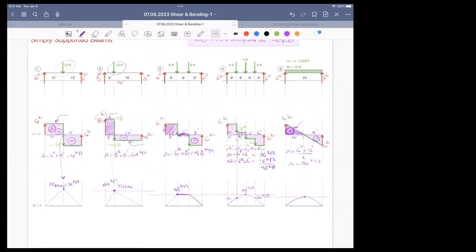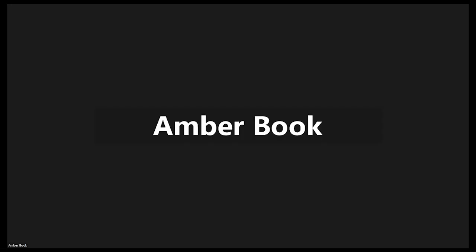So I don't like moment diagrams any more than you do. I just want to say the following. Can I do this quickly? Let me think. I'm sorry. Stop share. And let's share something else. Let's share this one.